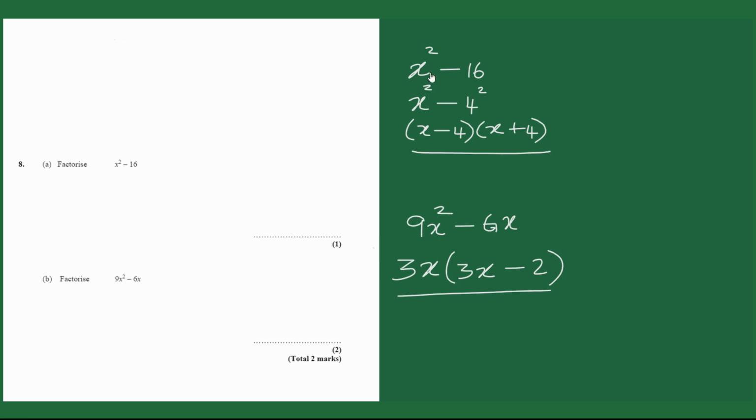So this is our final answer. Let me write that quickly. x minus 4, x plus 4 for the first part, 3x minus 2.